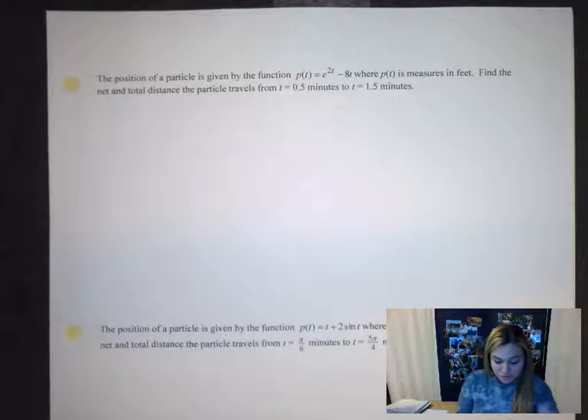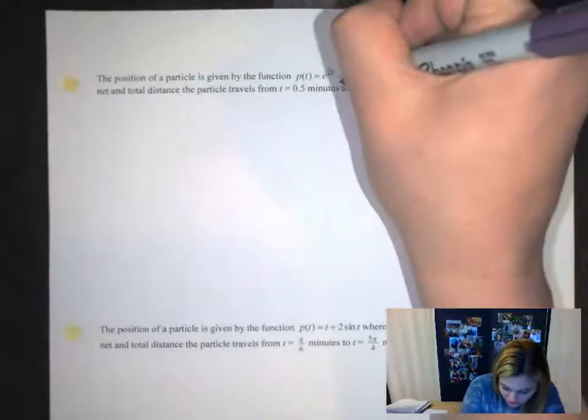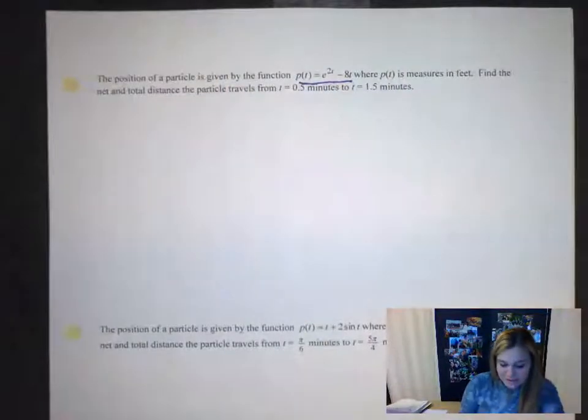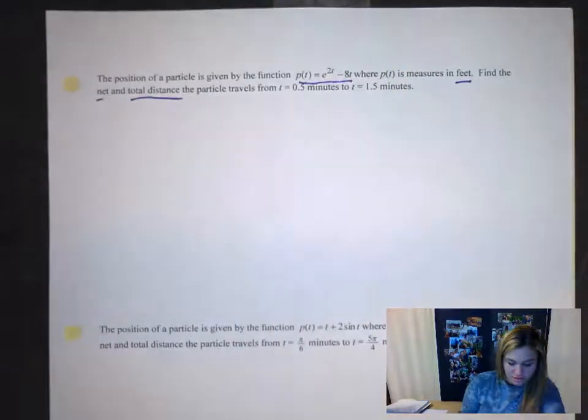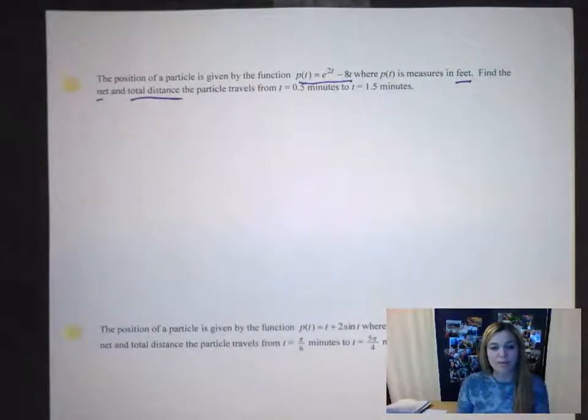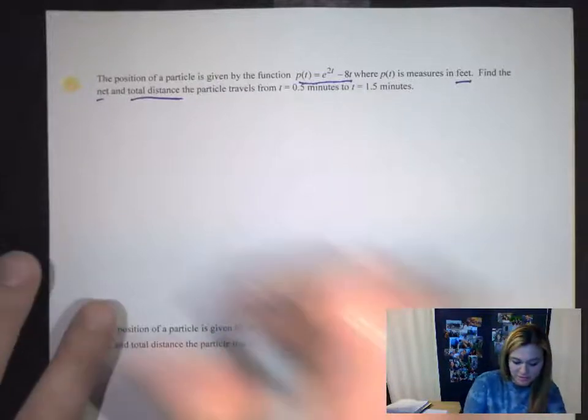Okay, so we've got this one. We have the position of a particle is given by this function. And so we have this function right here, where P of t is measured in feet, find the net and total distance from 0.5 minutes to 1.5. One of these is going to be a lot easier than the other. Which one's the easier one?